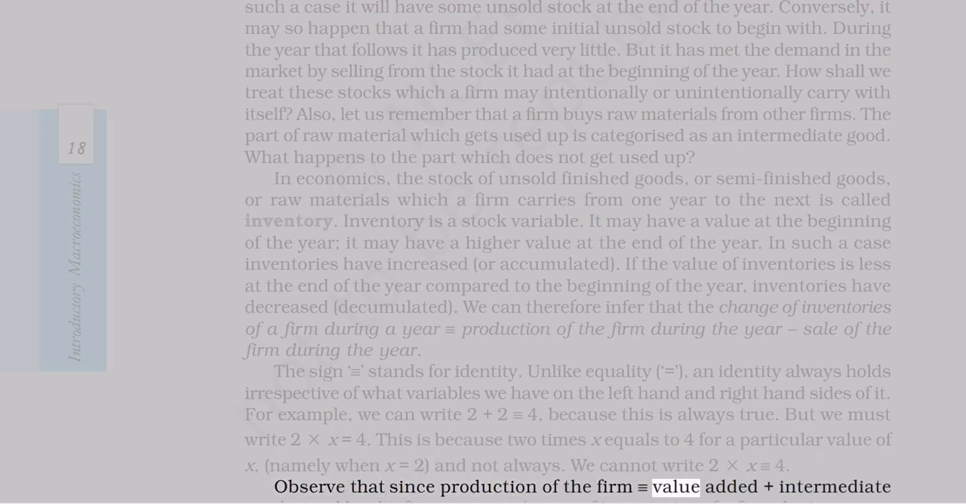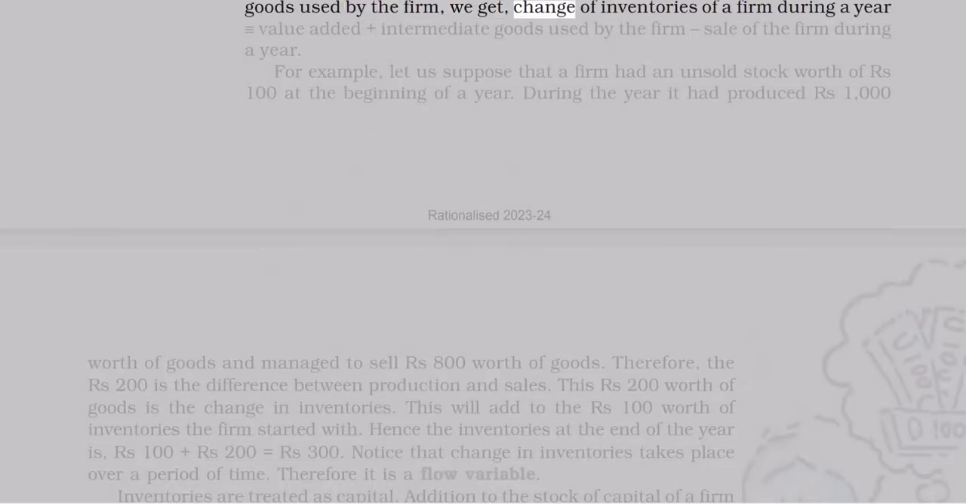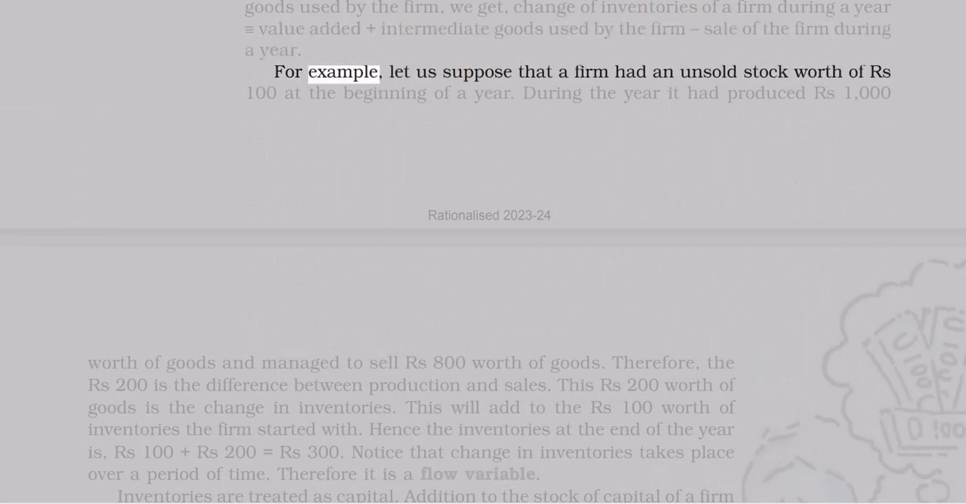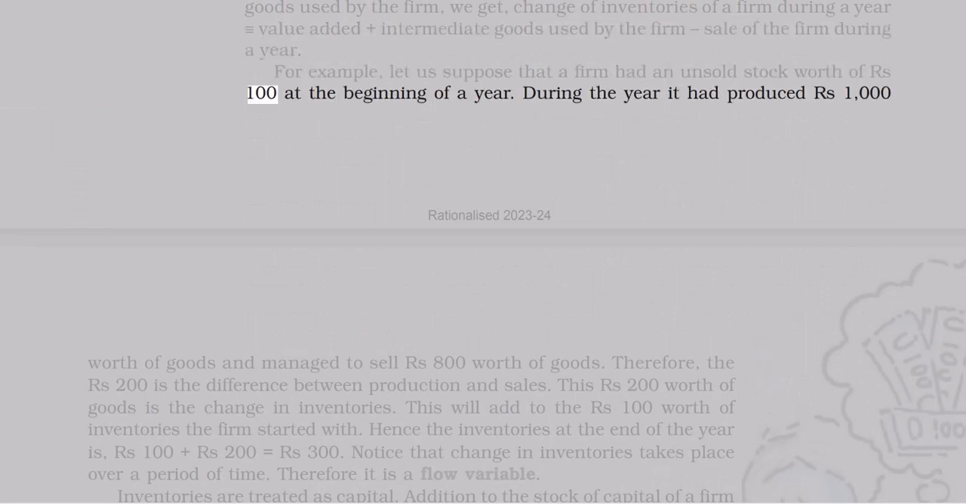Observe that since production of the firm is value added plus intermediate goods used by the firm, we get change of inventories of a firm during a year is identical to value added plus intermediate goods used by the firm, minus sale of the firm during a year. For example, let us suppose that a firm had an unsold stock worth 100 rupees at the beginning of a year.